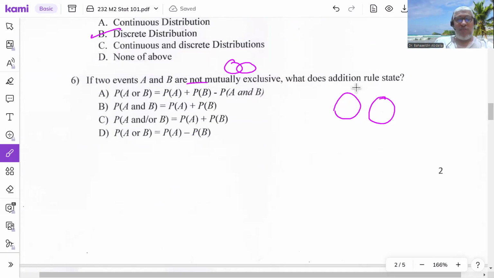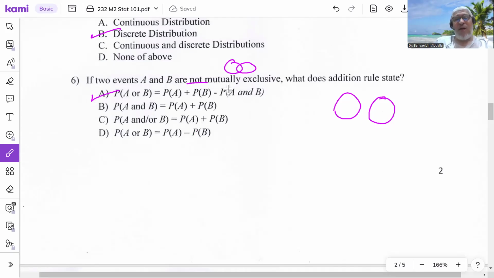What does the addition rule state? Well, the addition rule finds the probability of A or B, A union B. So it can't be B and C. A or B, it is not negative. The formula is probability of A or B equals probability of A plus probability of B minus probability of A intersection B. That's the correct answer.